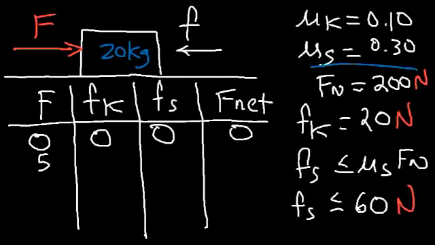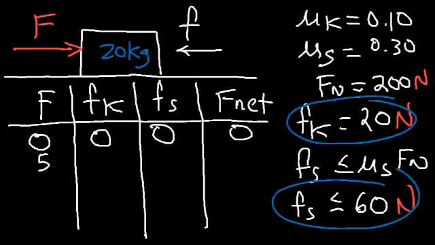So now that we have F of k and F of s, what number should we put here? Is F of k 20 or is it something else? Now, you need to understand that if the applied force is 5, F of k is not 20. Here's why. Let's assume F of k was 20. If we apply a 5 newton force to the right, and if friction applies a force of 20 newtons, that would mean that friction is accelerating the object to the left.